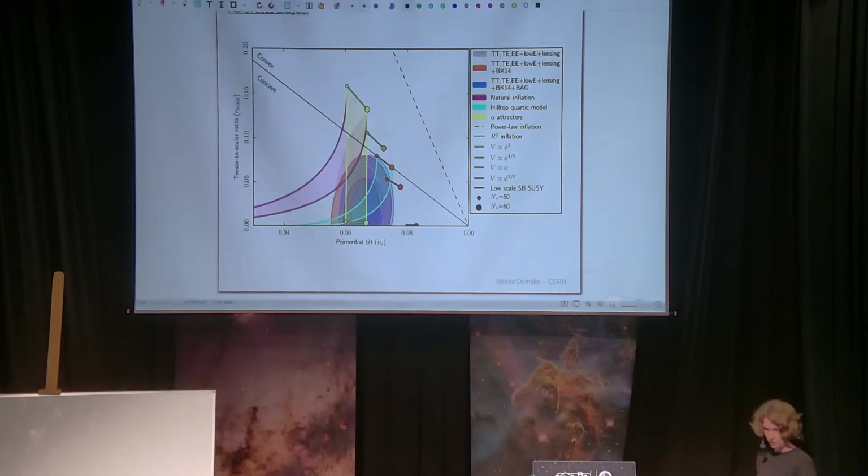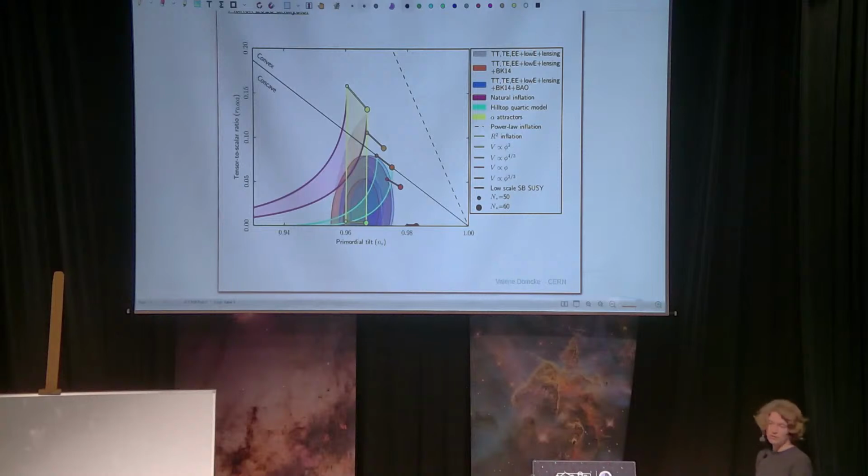Now, of course, you can do more involved stuff, and you can take into account the running of the coupling. Typically, that's still not enough, because if we do phi to the 4, even if we take into account the running of the coupling, the potential still tends to be too steep, which means you get a too large tensor to scalar ratio.